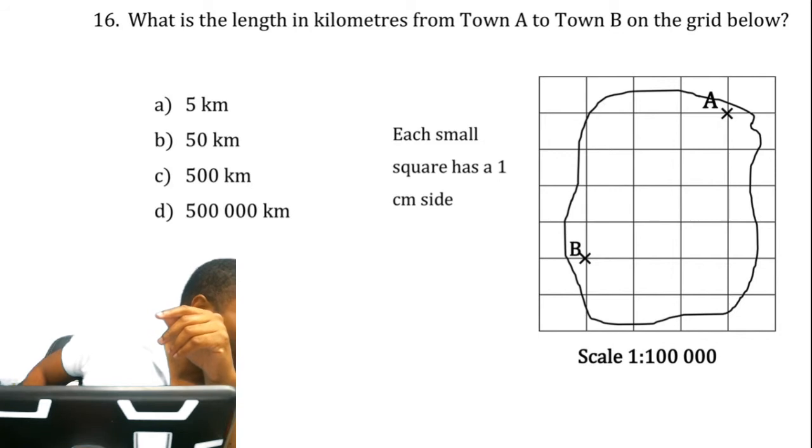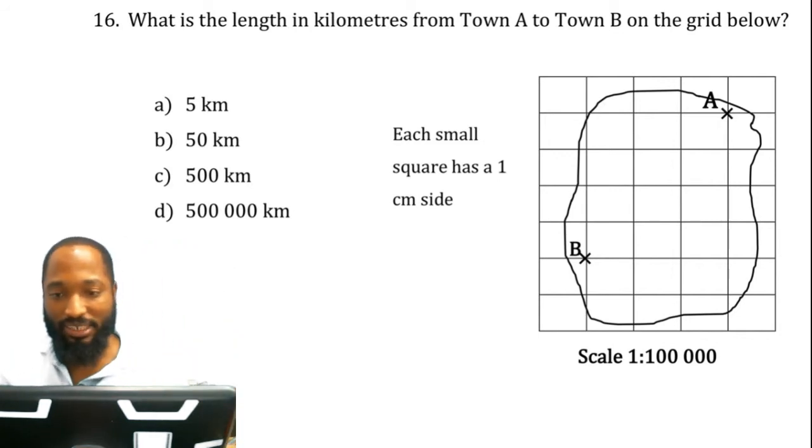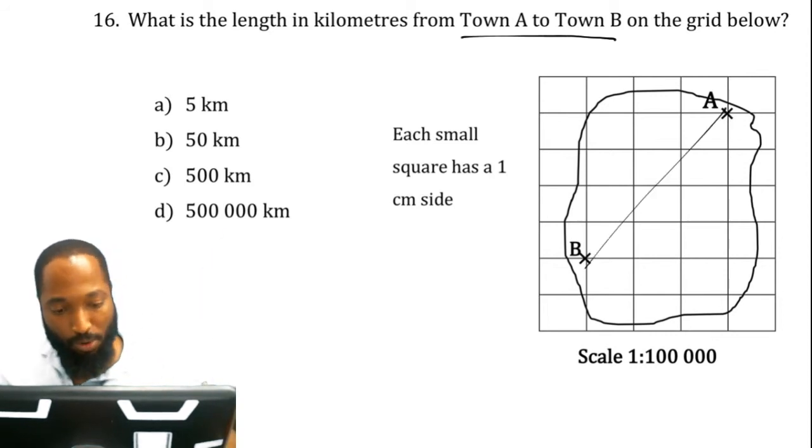Like, what do you mean? Length the line running out? No, you have to connect A and B. What is the length in kilometers from tongue A to tongue B? Tongue A to tongue B means boom, right?